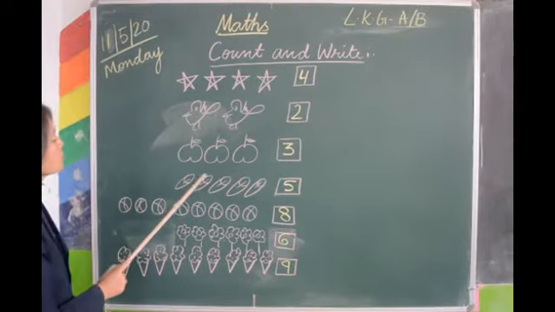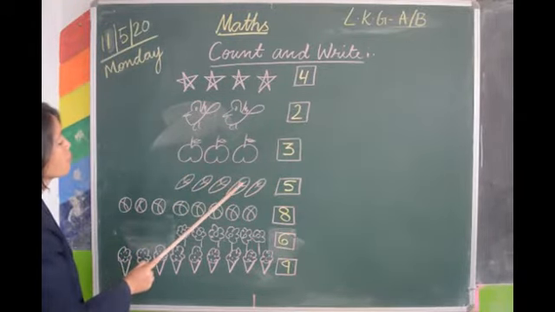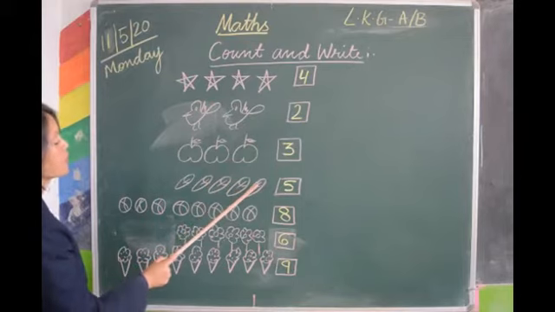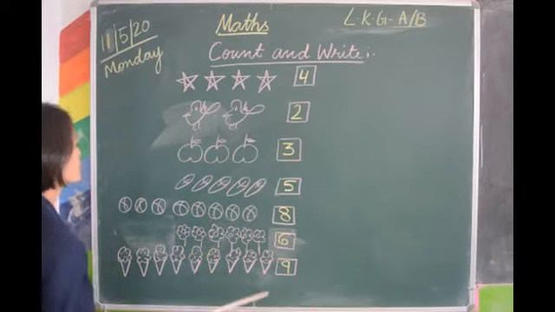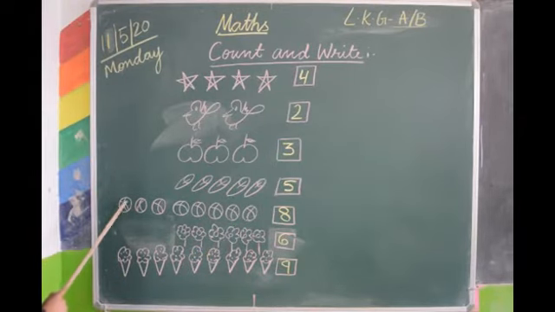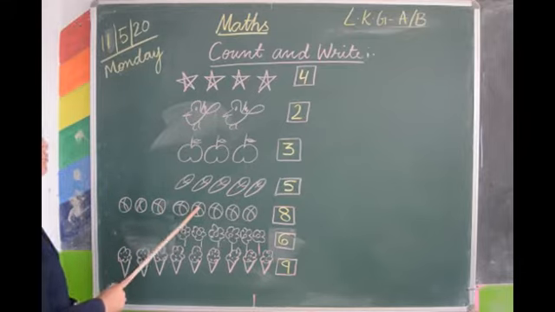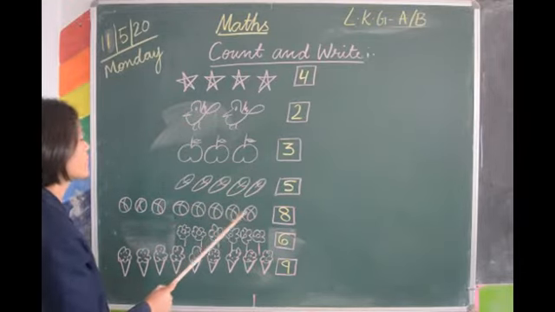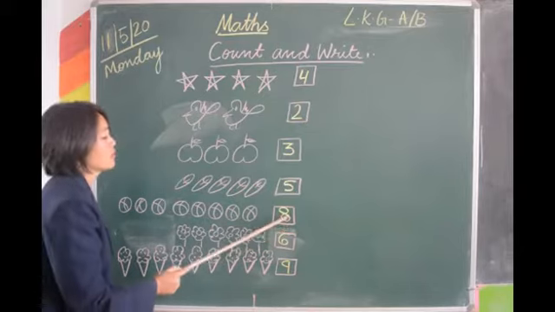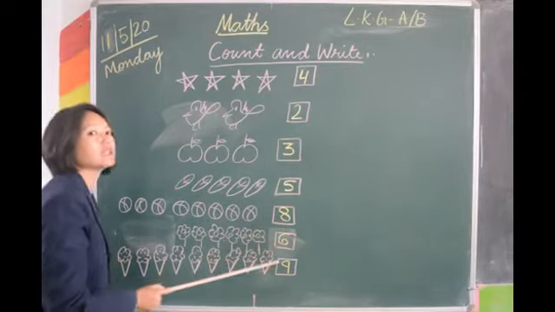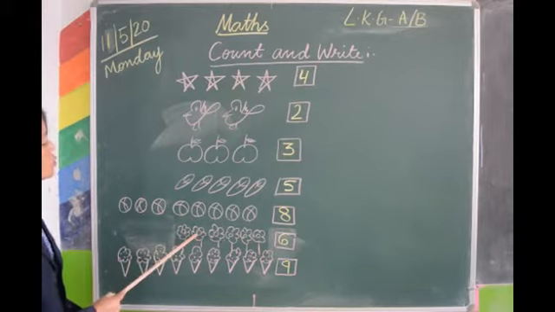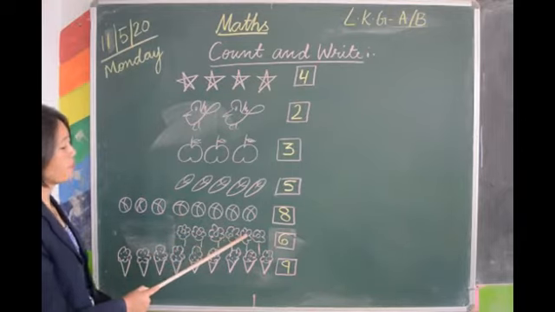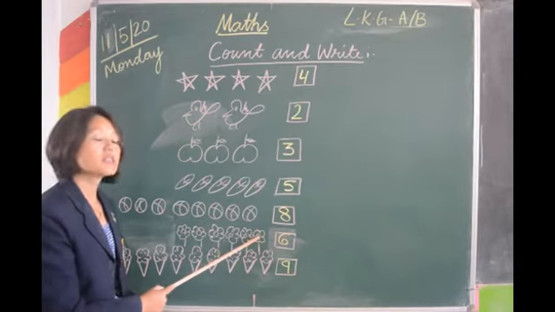Here 1, 2, 3, 4 and 5. Okay. So how many pictures are here? 5. So we have to write 5 here. So now down here, how many balls? 1, 2, 3, 4, 5, 6, 7 and 8 balls. So we have already written 8 inside the box. Now let's go down. 1, 2, 3, 4, 5 and 6. There are 6 flowers.